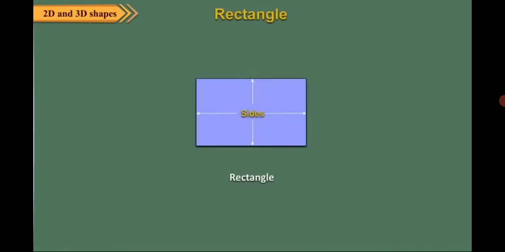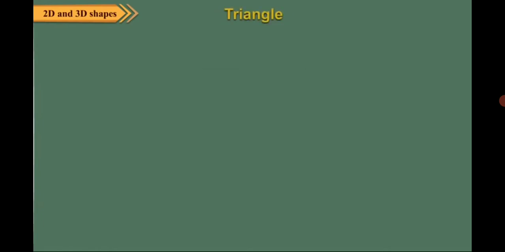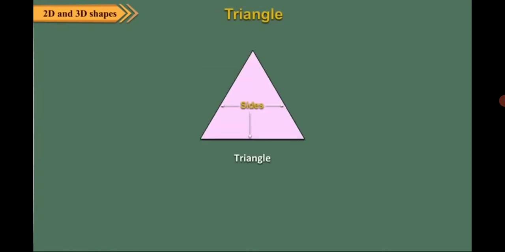Rectangle. The opposite sides of a rectangle are equal. It has four vertices or four corners. Triangle. A triangle has three sides. It has three vertices or three corners.